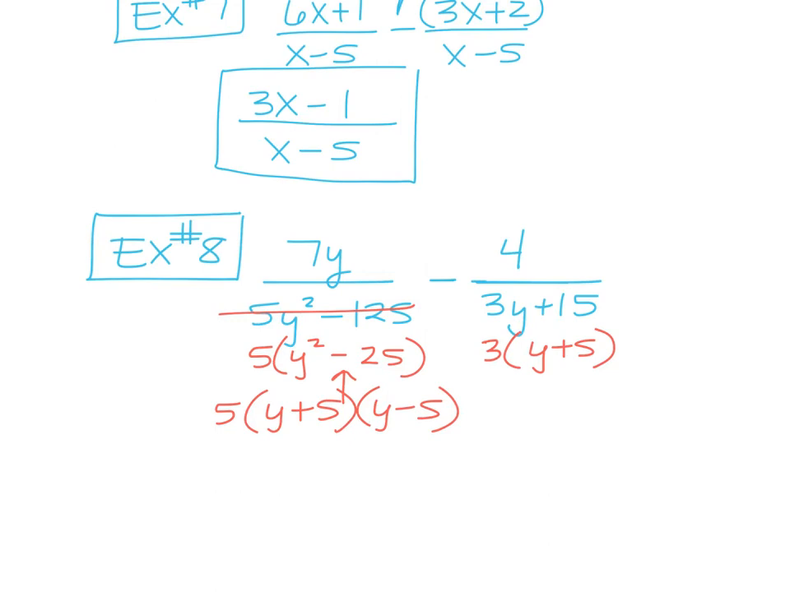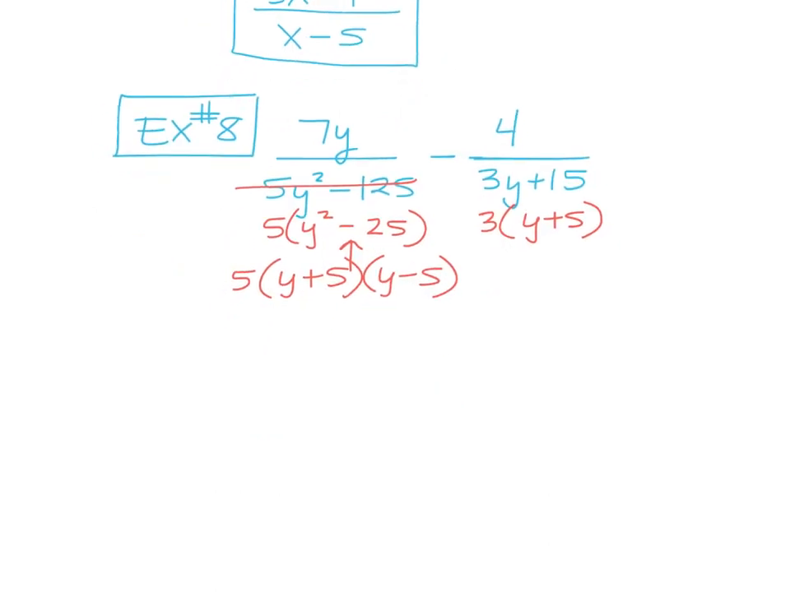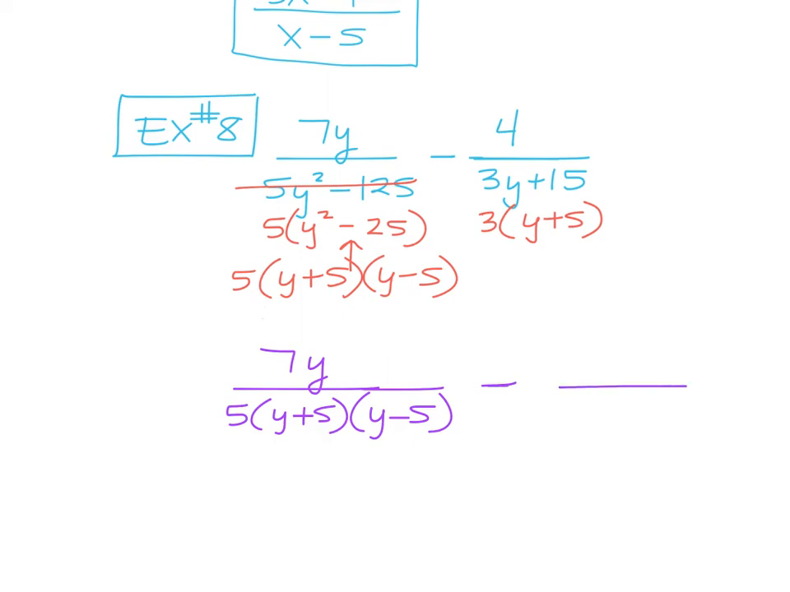Okay, so let's rewrite the problem so we can see what we're looking at. On top, you have 7y. On bottom, you have 5 times y plus 5 times y minus 5. Okay, and then we're subtracting. On top on the right, you have 4. On bottom, you have 3 times y plus 5. What's next?